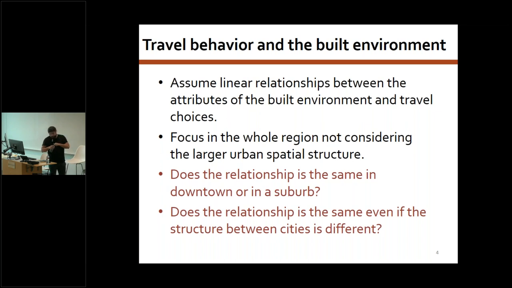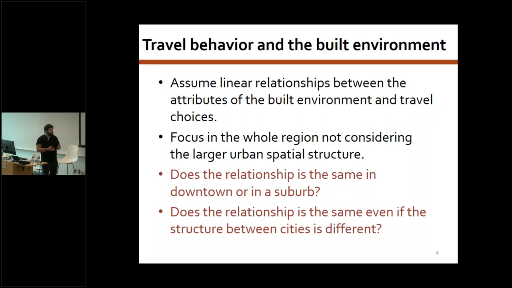So this is a very quick synthesis of travel behavior and the built environment. Probably some of this is the same as what Kelly already told you, but this is a slightly different approach. The idea is that studies of travel behavior and the built environment usually assume that the attributes of the built environment are linear.